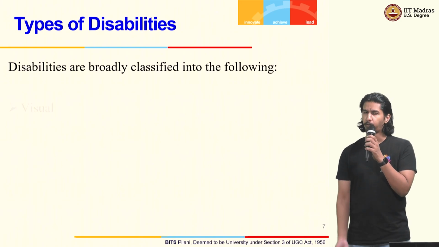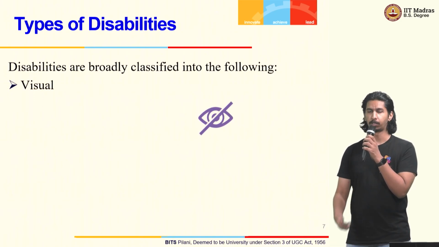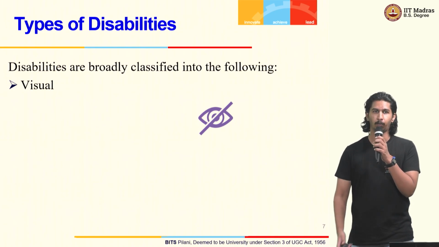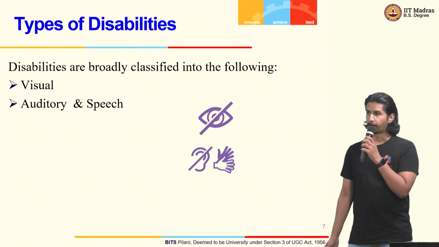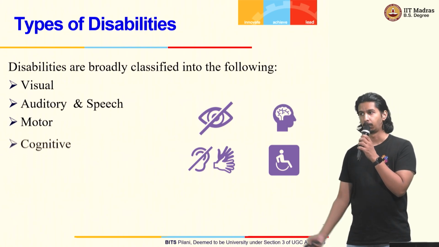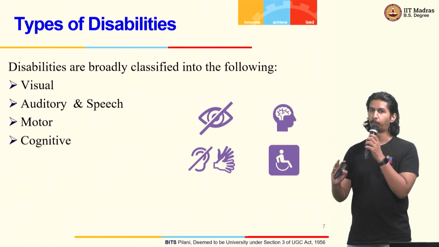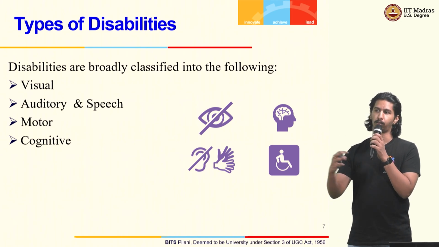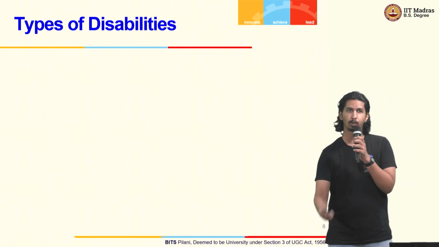Right. So broadly, there are 4 categories. As our friends told, firstly, it is visual. So a couple of disabilities related to visual. And then we have auditory and speech. And then we also have motor. And finally, something called cognitive, right? So these are the 4 broad categories, but there are a lot more that fall under each of these buckets. So we'll also have a look at them.